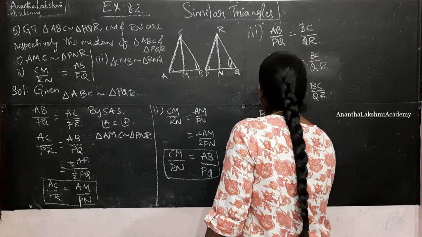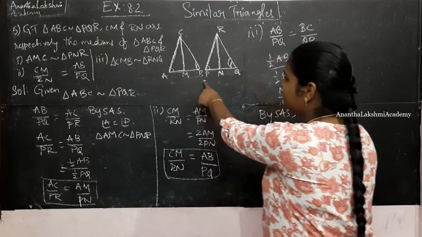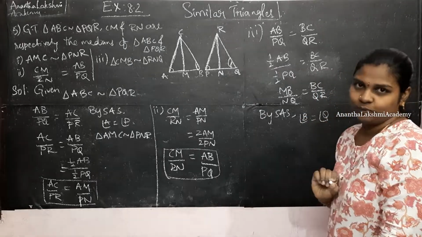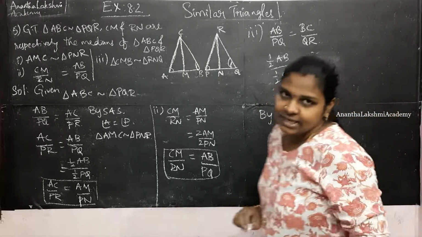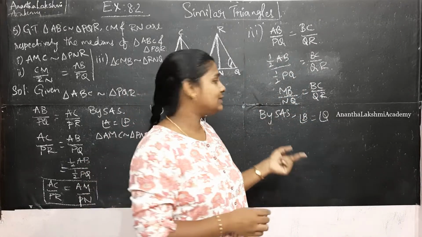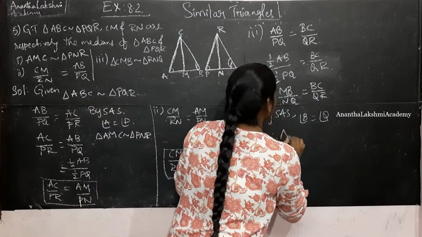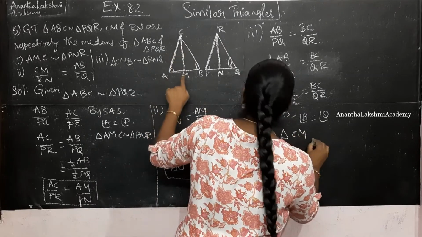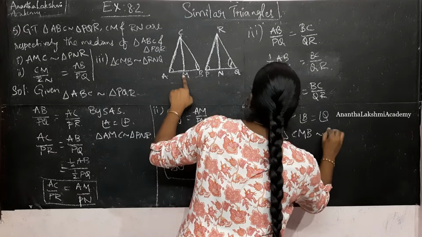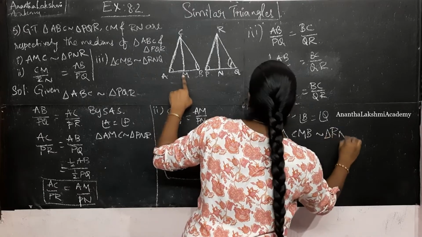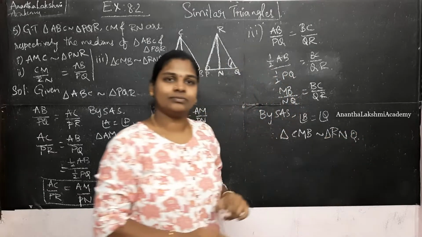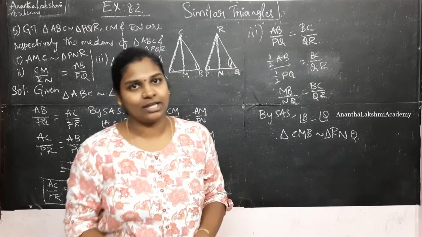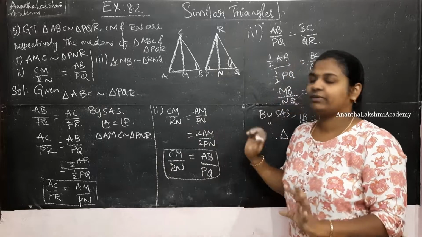By SAS, what is going to be equal? Angle B is equal to angle Q. Now, ratio of two sides is equal and the angles enclosed are also equal. Then, triangle CMB is similar to triangle RNQ. So, we have proved that CMB is similar to triangle RNQ. So, this is about the fifth problem here.